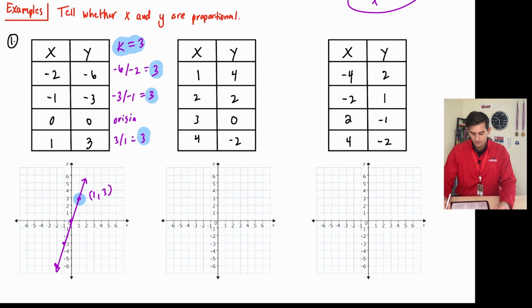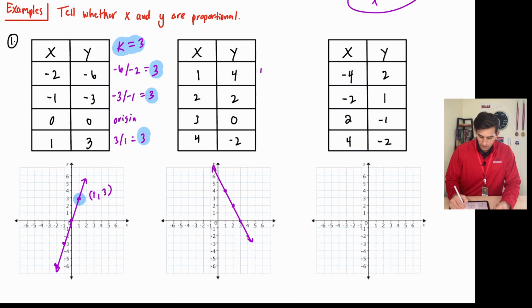We have 1, 4; 2, 2; 3, 0; and 4, -2. Let's graph these. When we look at this graph, we can tell that it is not going through the origin. So just by looking at it visually, we can tell it's not going to be proportional. Since we're looking at it from the graph, we can tell y divided by x is not going to be the same every time, but let's verify it in case we wanted to start that way instead of graphing it first.